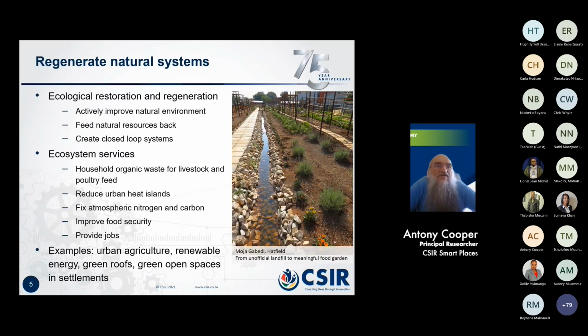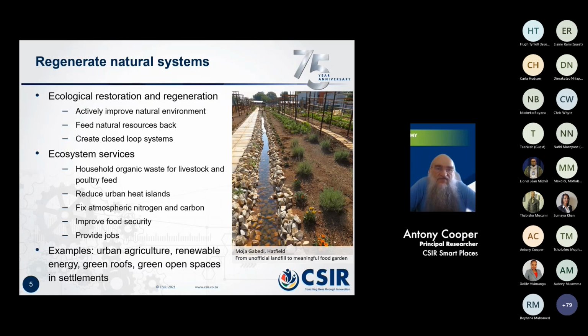So the third component is then regenerating the natural systems. So this is about the ecological restoration and regeneration. And it's important to realize that natural systems do occur within cities. It's about actively improving the natural environment, about feeding natural resources back, such as nutrients into the soil, and creating closed loop systems. So this picture, for example, is of what was the landfill that has now been restored and regenerated as a food garden.